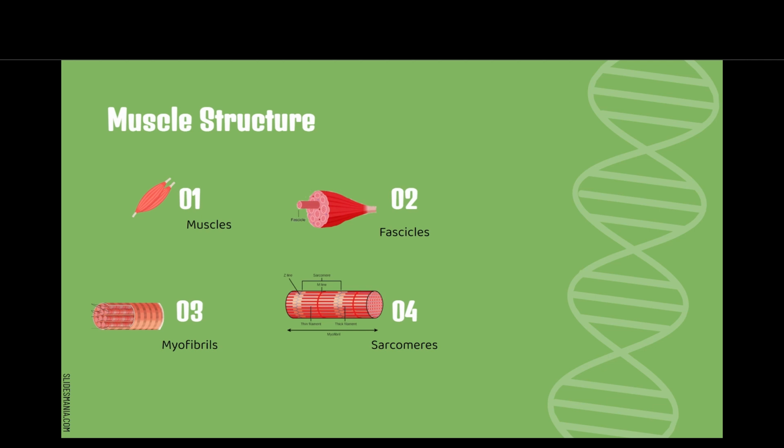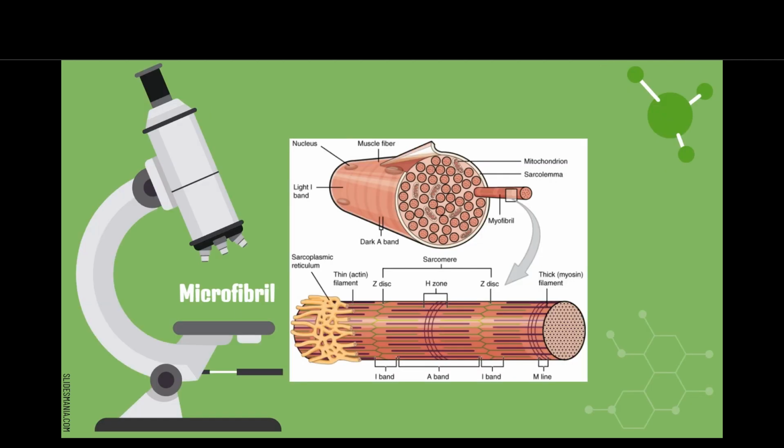However, before explaining the sliding filament theory, it is important to understand some of the basic anatomy structure of muscles and their physiology. Muscles can be broken down into fascicles, which is another term for bundles of muscle fibers, then myofibrils, then sarcomeres, descending in order from largest to smallest. In this video, myofibrils and sarcomeres are essentially the depth in which the sliding filament theory lies.